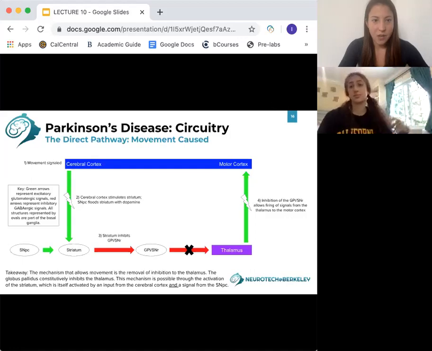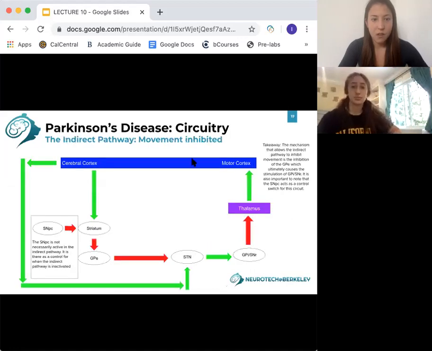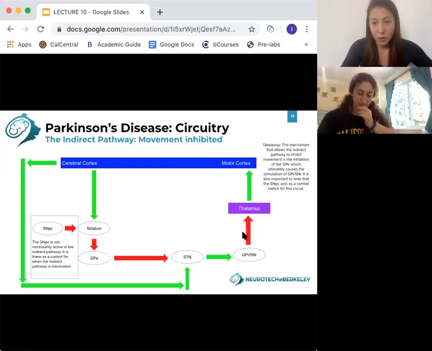So next we have the indirect pathway, which as you can see, has a lot going on, but it's fine. We're going to walk through it. Without stimulation, the globus pallidus external constitutively inhibits the subthalamic nucleus. The subthalamic nucleus is a glutamatergic excitatory input to the globus pallidus internal and the substantia nigra reticulata, which as we saw in the direct pathway inhibits the thalamus.